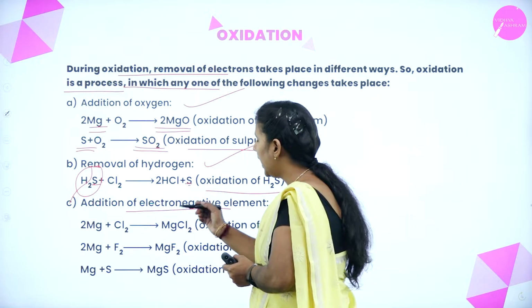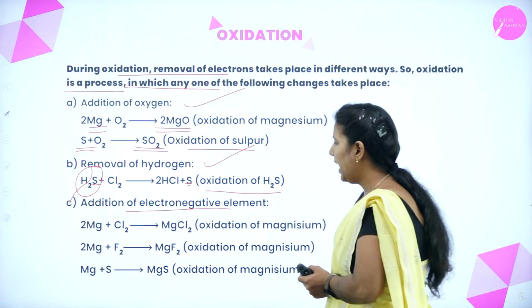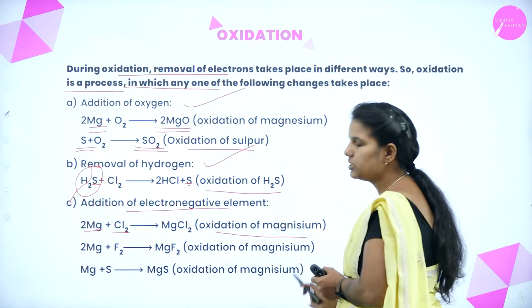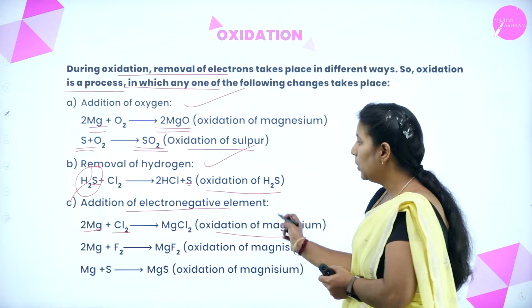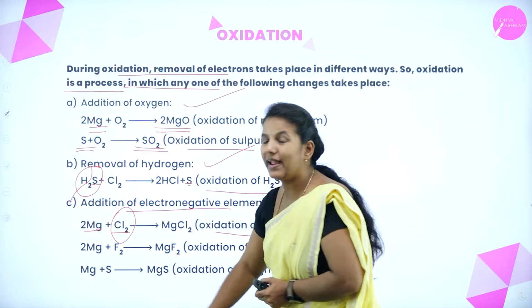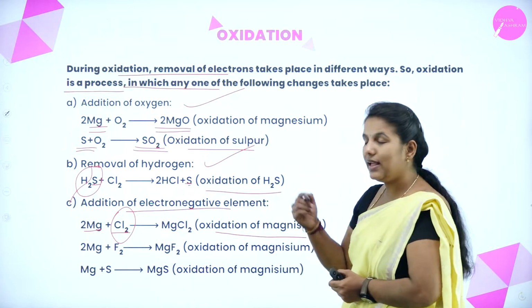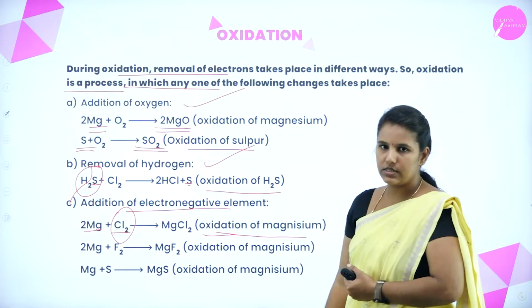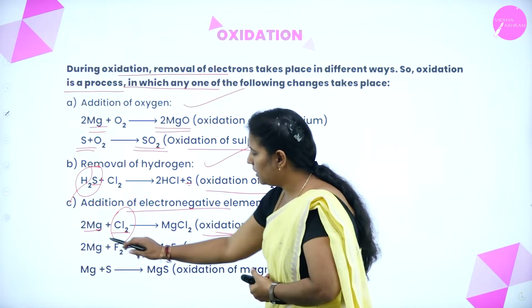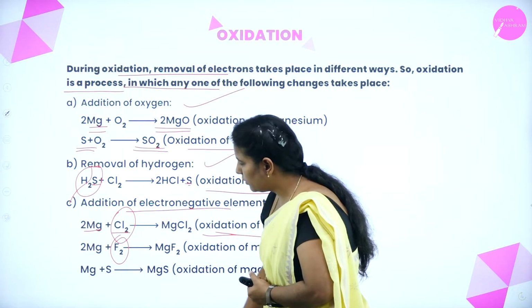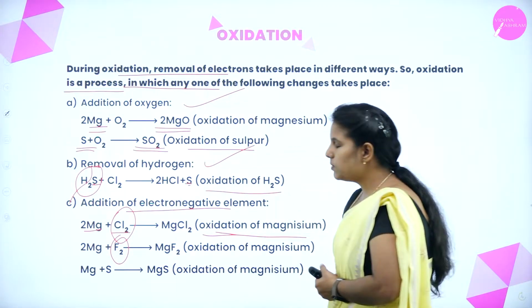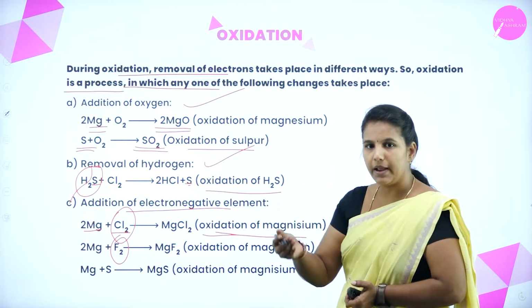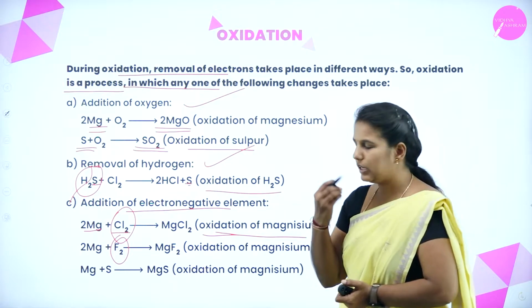Then coming to electropositive elements. Here I have considered magnesium, to which chlorine is added, so oxidation takes place in the magnesium when you add the electronegative element. By adding an electronegative element to the metal, obviously it follows oxidation. You can take another example. To the same metal I have added another electronegative element, that is fluorine. It forms magnesium fluoride, where the magnesium undergoes oxidation by adding fluorine as an electronegative element.